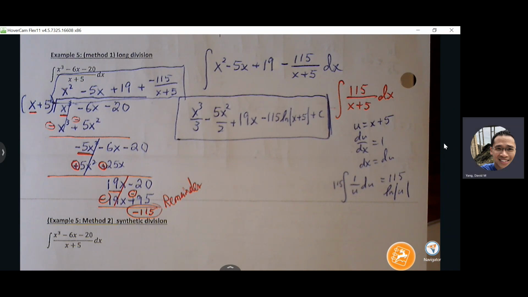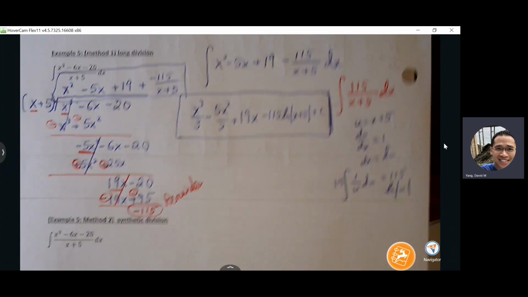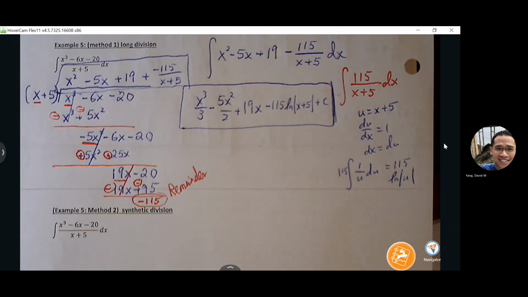Page 2 in your packet. We talked about long division, and I want to talk about a shortcut method to that. Okay, so we'll do the same problem on page 2.